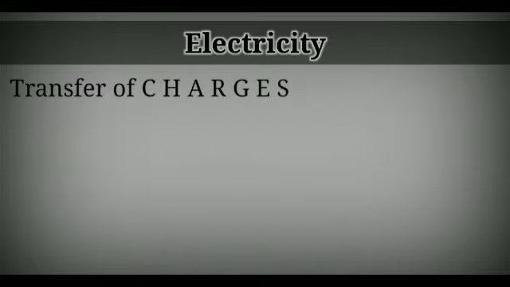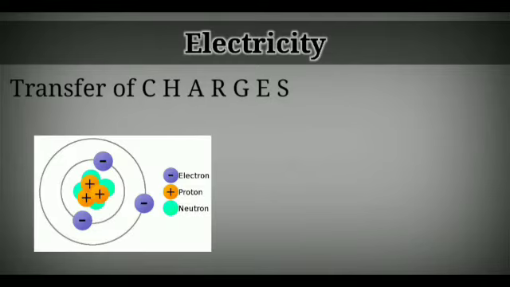Next, let us see transfer of charges. We know electrons are negatively charged particles. Electrons in the outermost orbit of an atom are loosely bound and can be removed. They can be transferred from one substance to another. The substance which gains electrons becomes negatively charged and the substance which loses electrons becomes positively charged.